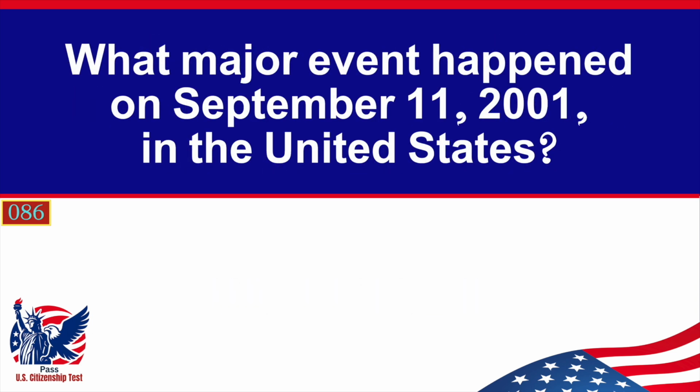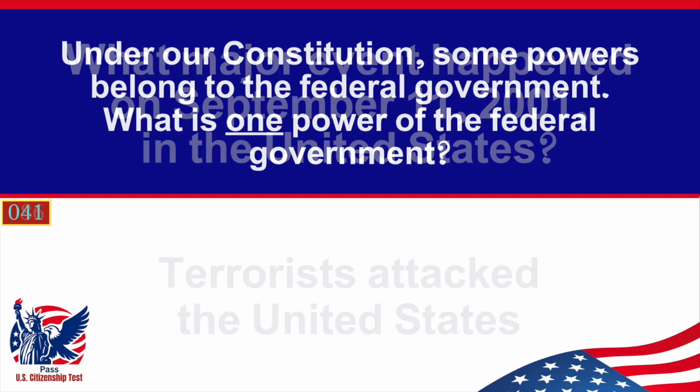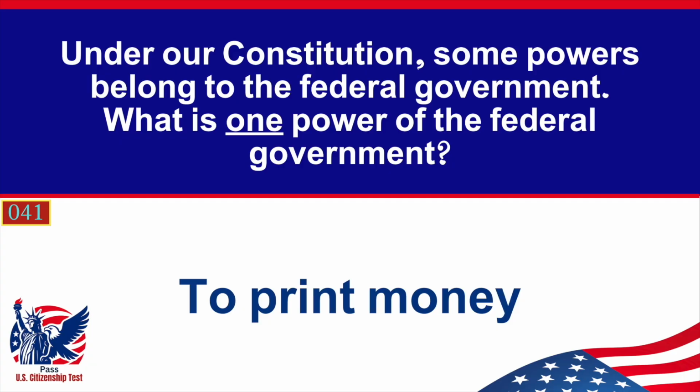What major event happened on September 11, 2001 in the United States? Terrorists attacked the United States. Under our Constitution, some powers belong to the federal government. What is one power of the federal government? To print money.